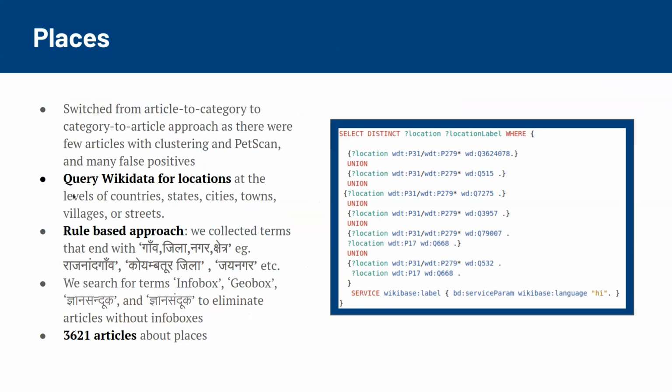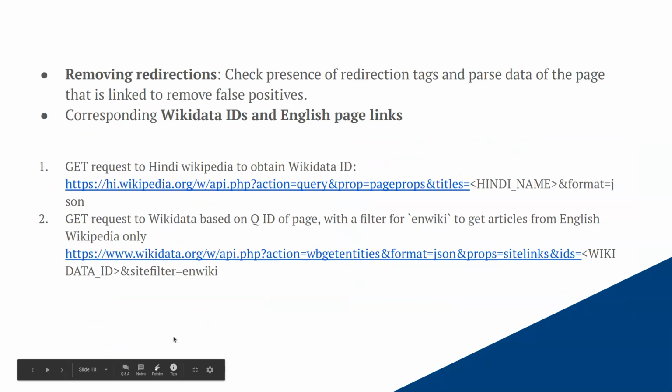For places, we took the opposite approach. We queried Wikidata for locations like countries, states, cities, etc., and got a huge list. We also took a rule based approach by searching the titles for Gao, Jilla, Nagar, etc. We got 3,600 articles about places.